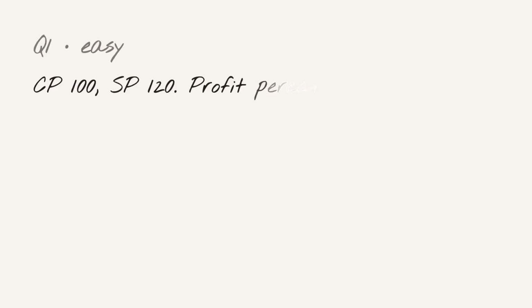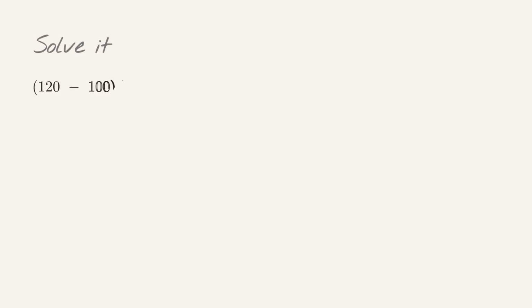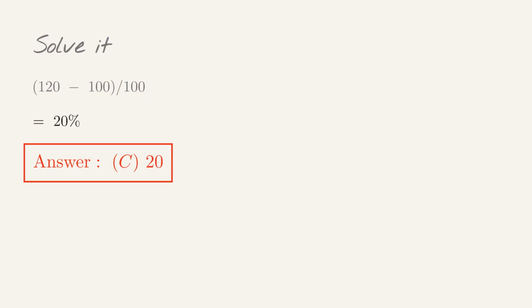Your turn. Profit over cost times 100. Pause, give it a real attempt, then I'll walk through it. Profit is 20 on a cost of 100, so 20%. With cost 100, the profit and the percent are the same number, which is why 100 is the friendliest base.